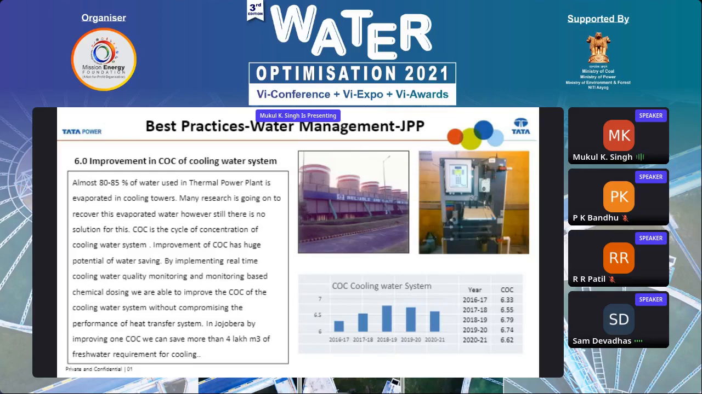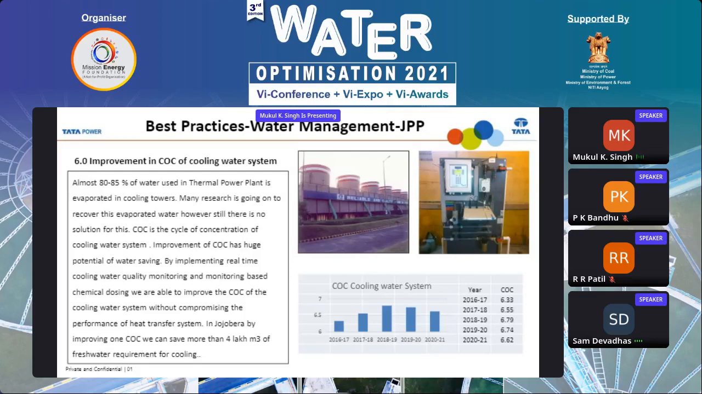There is a calculation. This is in Jojobera. By improving one COC, we can save more than 4 lakh cubic meter of fresh water requirement for cooling. This is as per the calculation based on evaporation rate, circulation ratio, circulation rate, and drift loss, and all has been taken in the calculation.